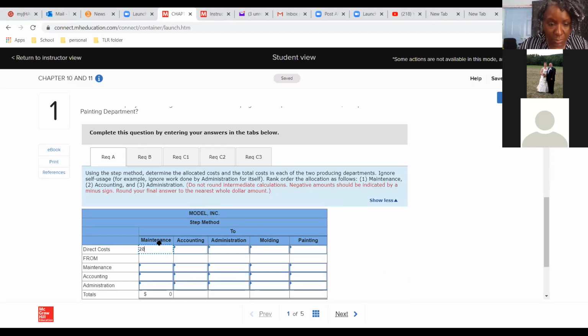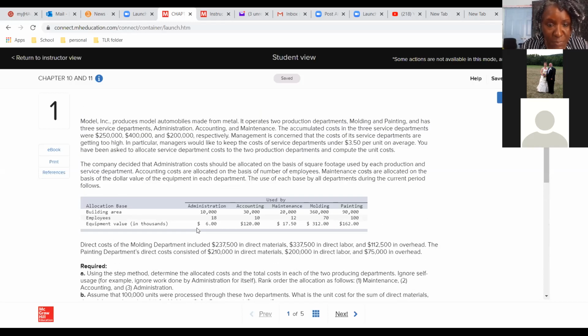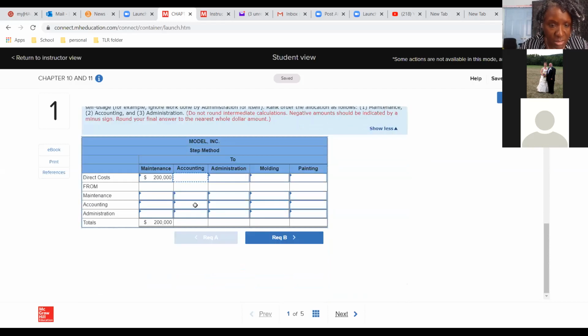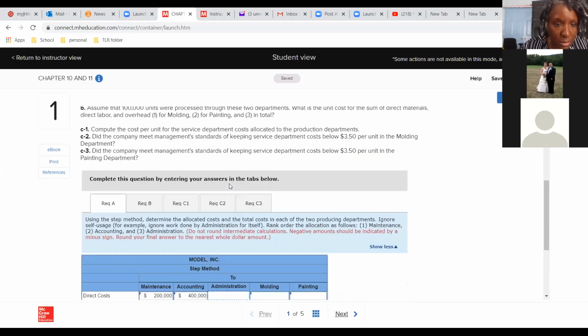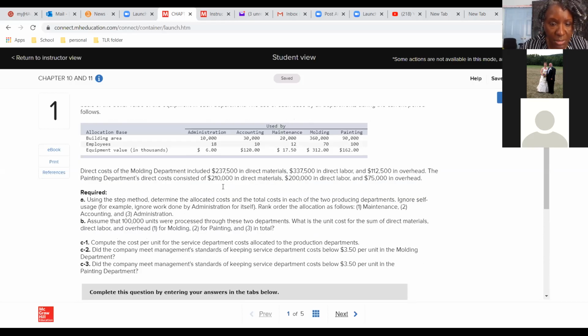So far, so good? Yes. Yep. Okay. The accounting is, I got to keep scrolling up, sorry guys, but I remember this stuff. Accounting is $400,000, I think. Yes. And then administration is $250,000.